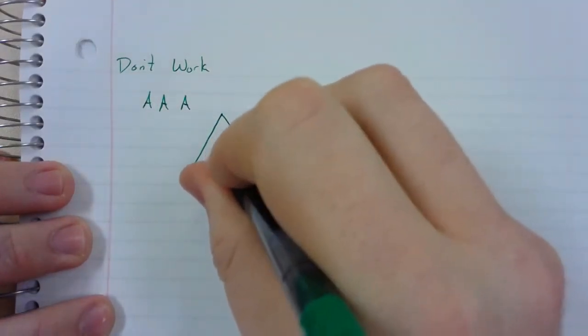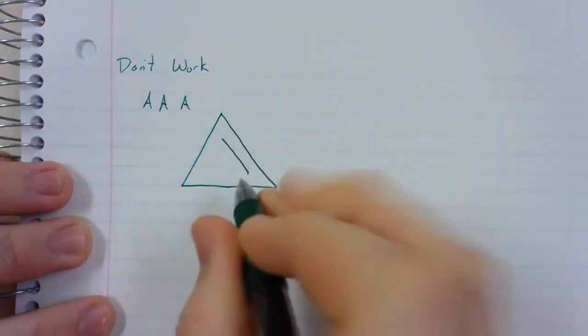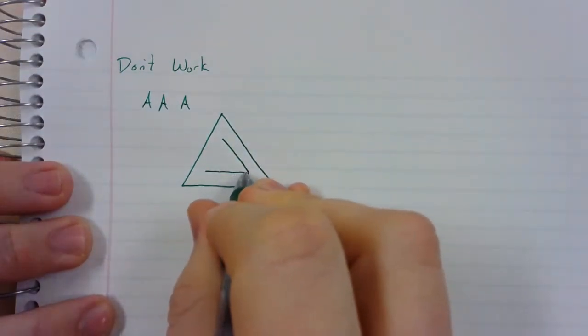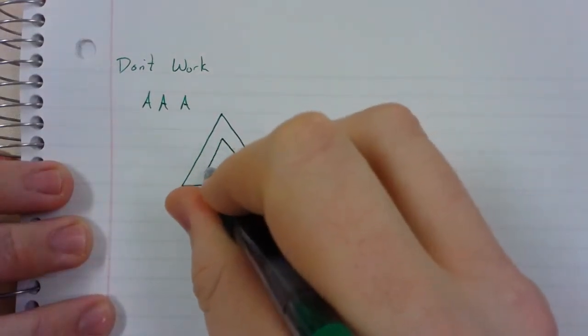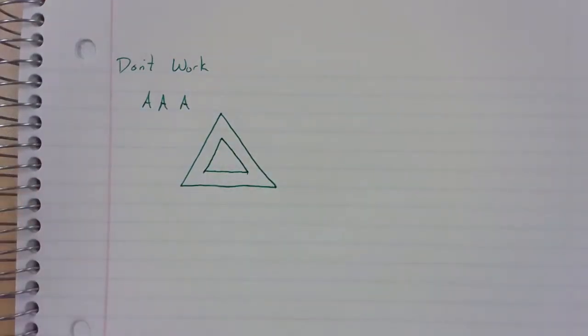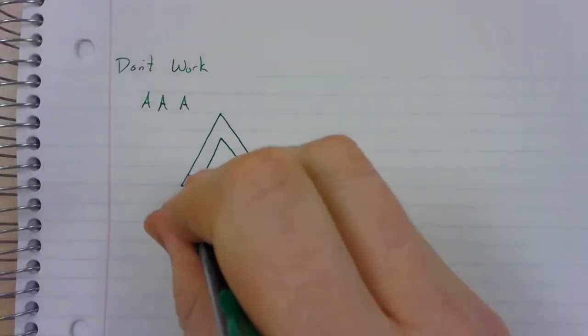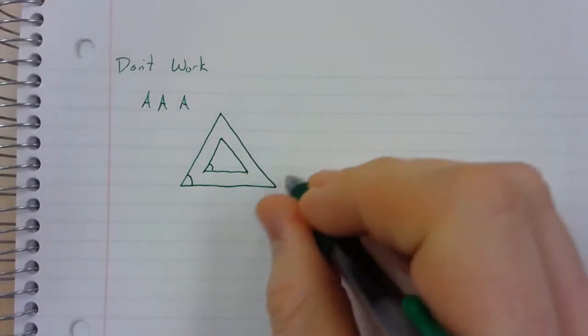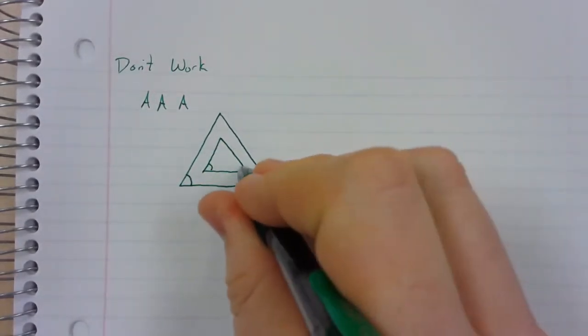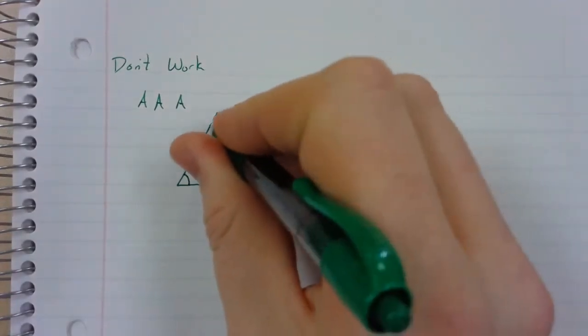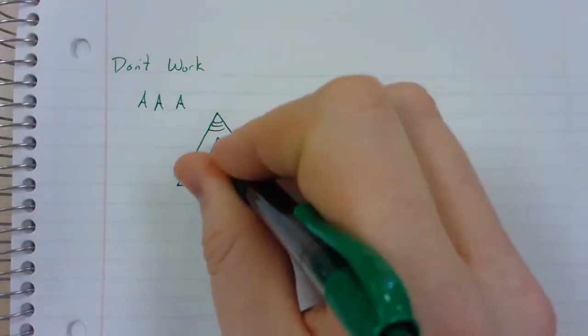Now I'm going to go ahead and draw another triangle inside of it. Those triangles are the same shape. They're the exact same shape. They've got congruent angles. This angle is congruent to this angle. This angle is congruent to this angle, right? And this angle up here is congruent to this angle up here.